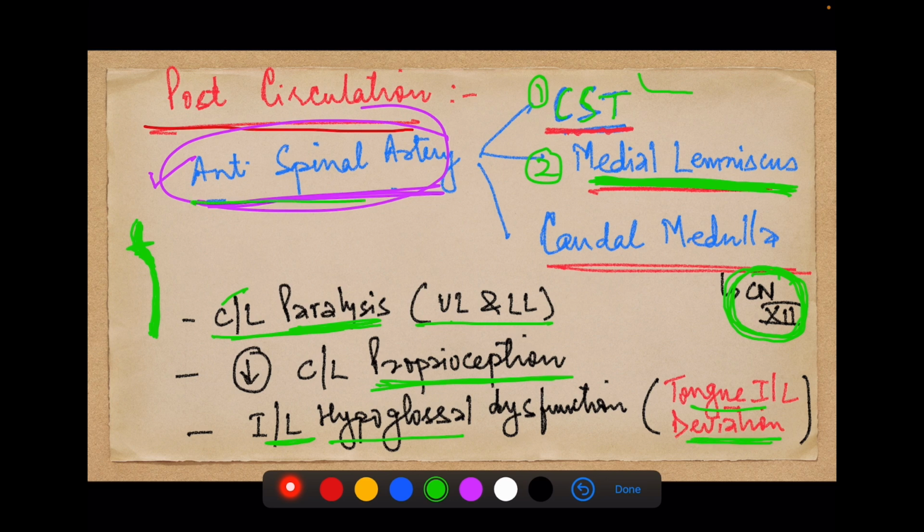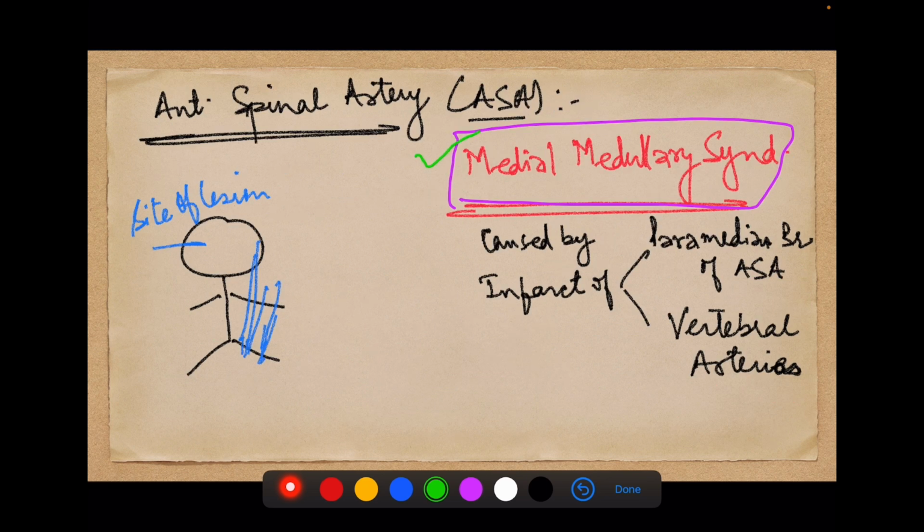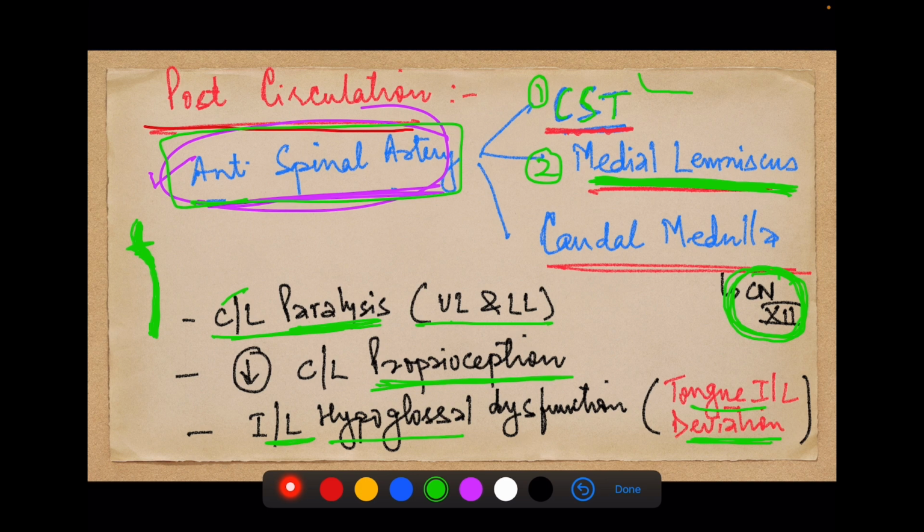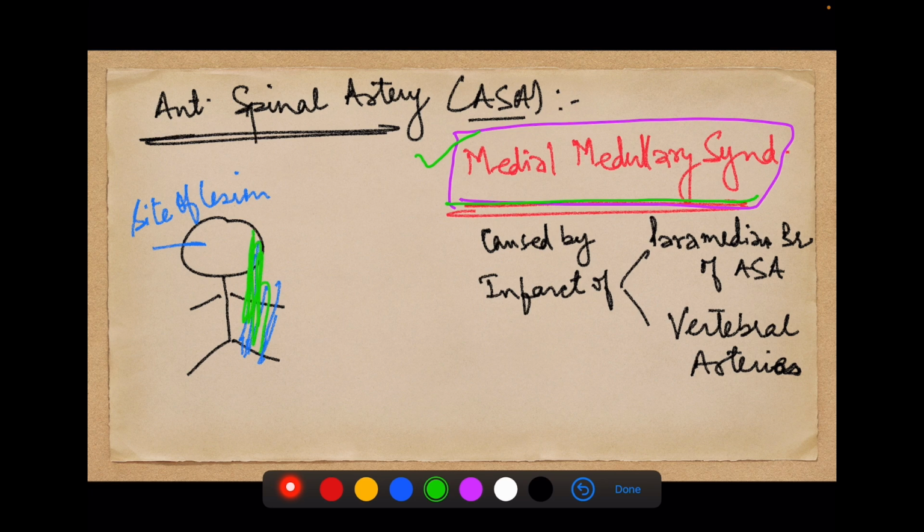So the person who suffers from an anterior spinal artery lesion will have the medial medulla affected, which is known as medial medullary syndrome, and this is the triad of medial medullary syndrome. What are those triads? The triads are: contralateral half of the body getting paralyzed, contralateral dorsal column sensation lost, proprioception, joint position, vibration sensation lost, and ipsilaterally, the tongue will be deviated toward this side, toward the site of the lesion.